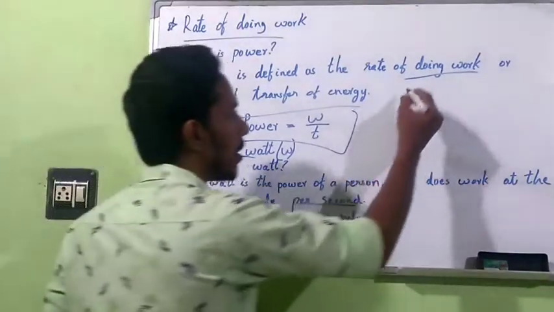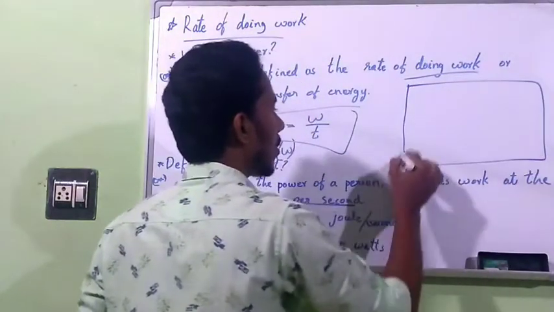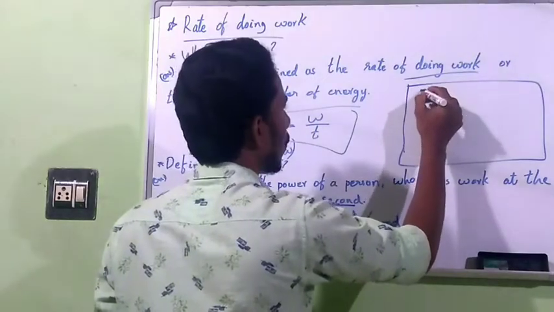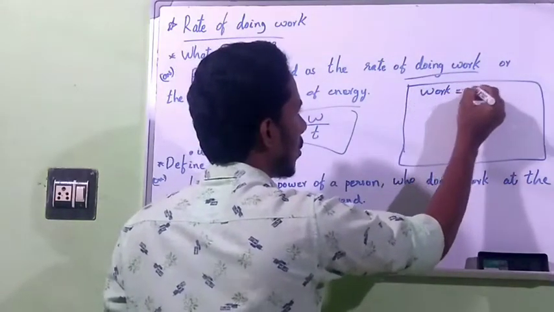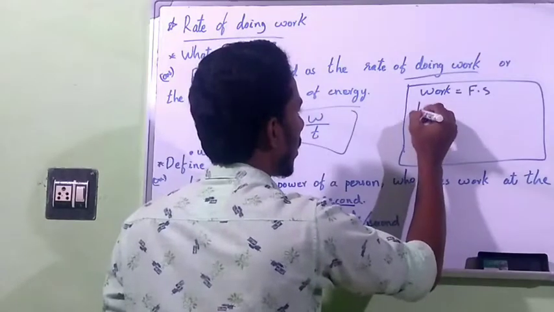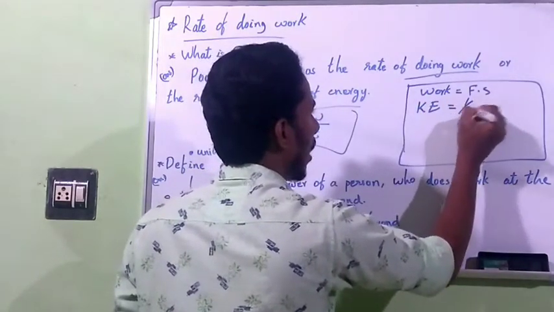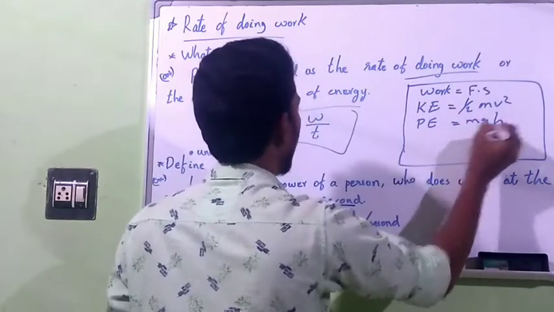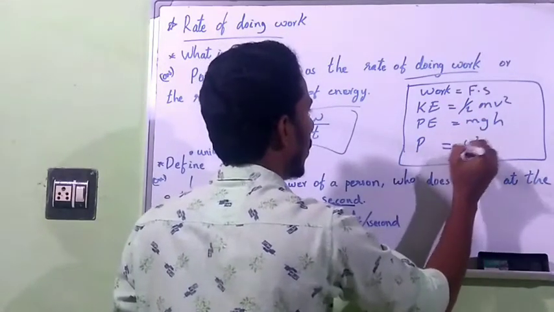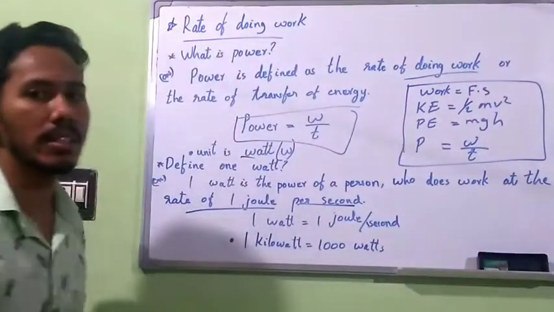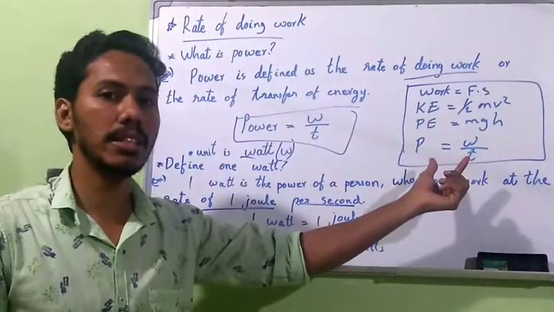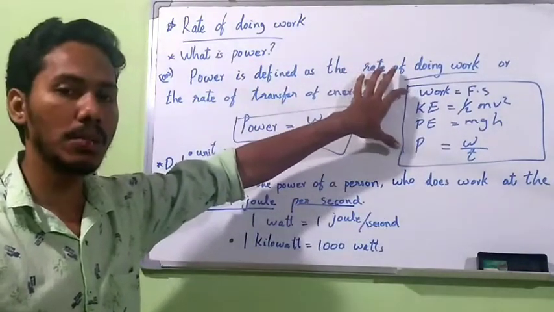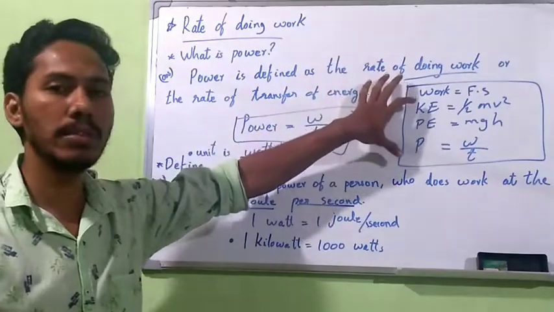In this chapter, we studied these equations. First one, work is equal to F into S. Then kinetic energy is equal to half mv square. Potential energy is equal to mgh. And then power is equal to W by t. These 4 equations are the equations that we studied in this chapter. You want to study these 4 equations and do all the problems in our chapter.